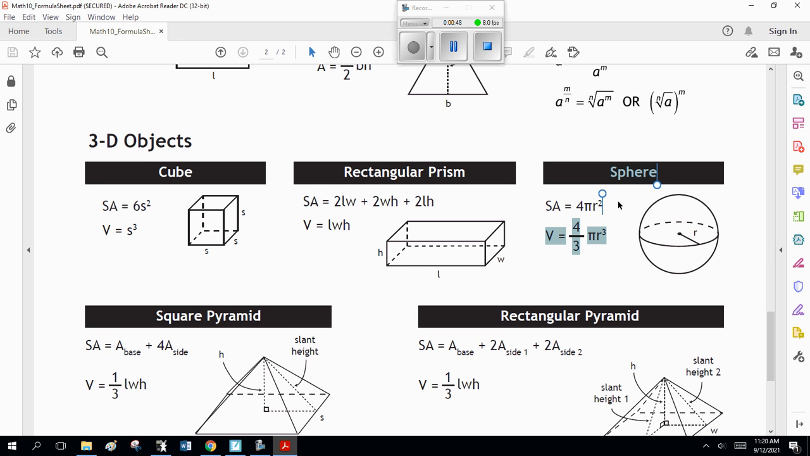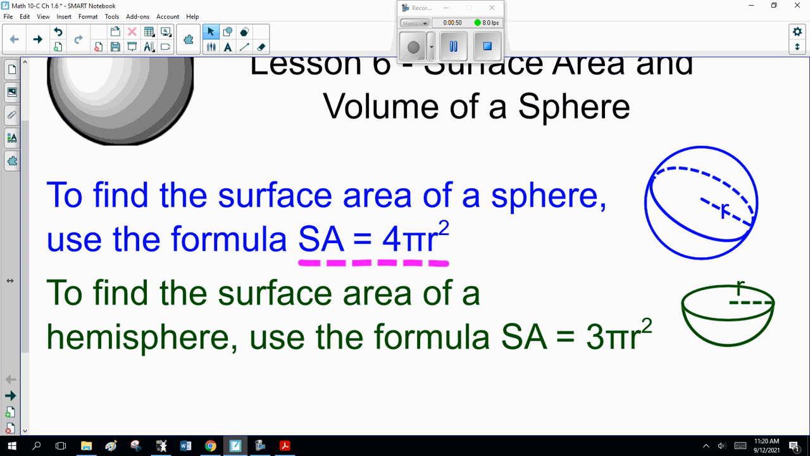I also want you to note we're talking about hemispheres here, half a sphere. The surface area of a hemisphere is 3πr². That formula is not on your formula sheet, but I do expect you to be able to use it, which means write it out. So pause the recording, or sometime today, make a note of this on your formula sheet: the formula for the hemisphere surface area is 3πr².